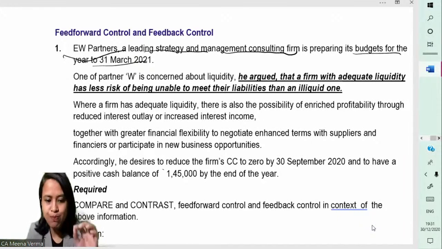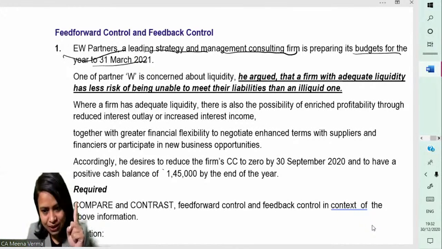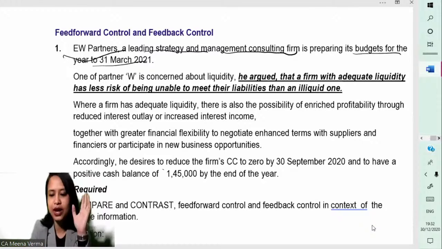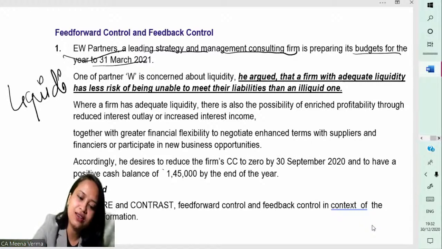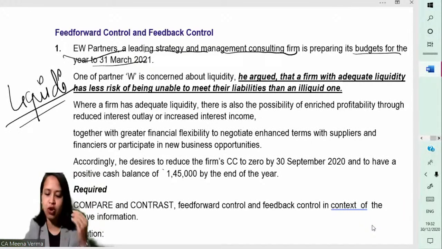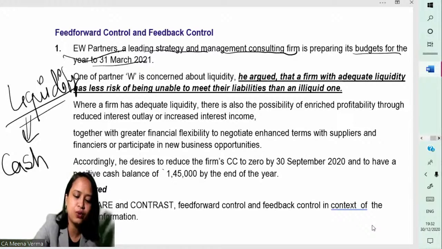One of the partners is concerned about liquidity. He argued that a firm with adequate liquidity has less risk of being unable to meet its liabilities than an illiquid firm. I hope you understand the meaning of liquidity. Liquidity means having adequate cash. You are all CA Final students, so I hope you know it means having adequate cash.